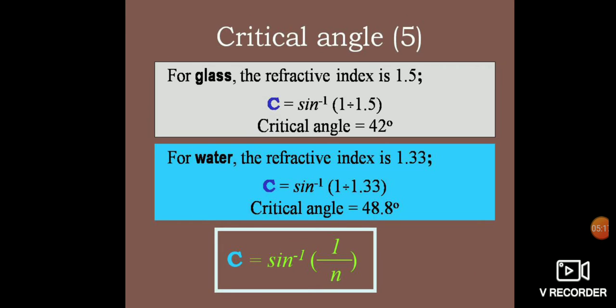For glass, the refractive index is 1.5. So C is equal to sine inverse of 1 divided by 1.5. The critical angle is about 42 degrees. For water, the refractive index is 1.33. C is equal to sine inverse of 1 upon 1.33, so the critical angle is calculated as 48.8 degrees. So the critical angle C is equal to sine inverse of 1 upon n.